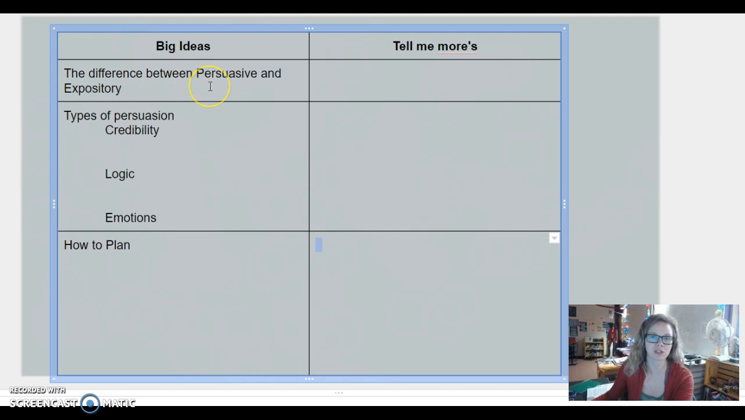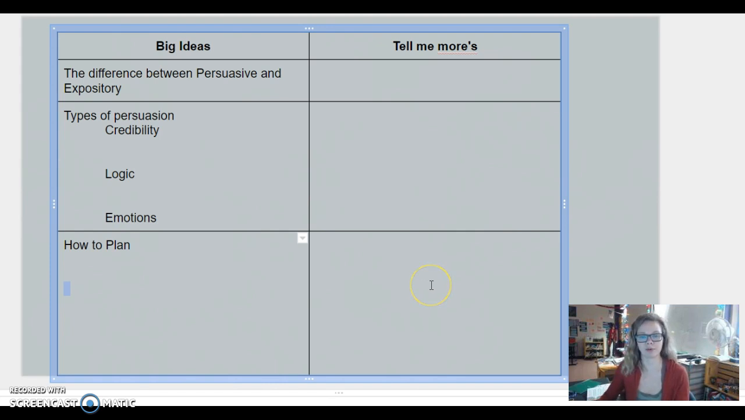The difference between persuasive and expository on the left, that's your first column. You'll need a little bit of room there. Then the types of persuasion, there's 3 types. Notice that I've left quite a bit of room there because you are going to define each one of those, so you might want to give yourself some room. And then how to plan is the bottom one here, and you will need quite a bit of room there on the how to plan category. So go ahead and pause this now and set up your table.